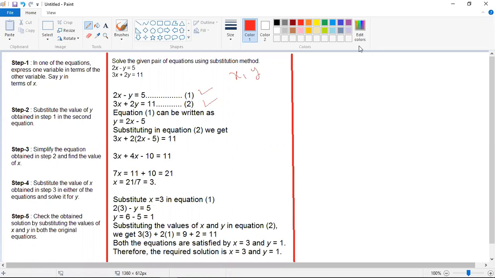First look at the question. Solve the given pair of equations using the substitution method. So we have two equations. The first one is 2x minus y is equal to 5 and 3x plus 2y is equal to 11.